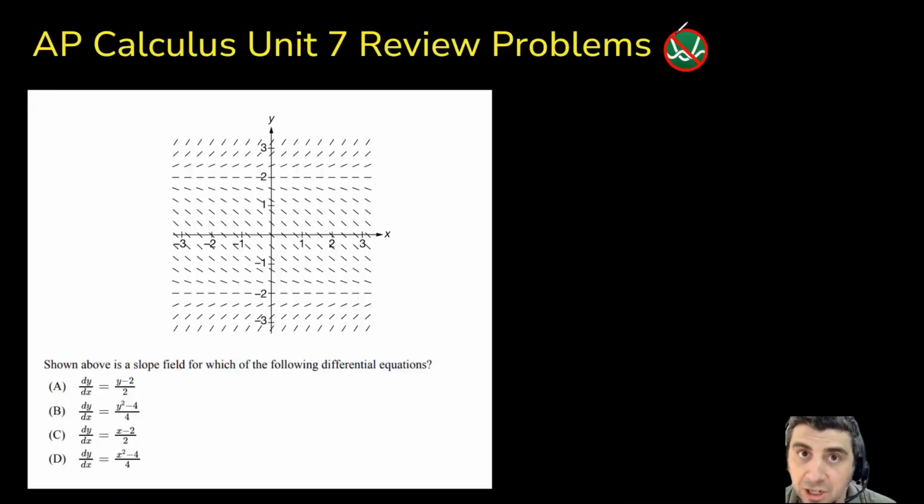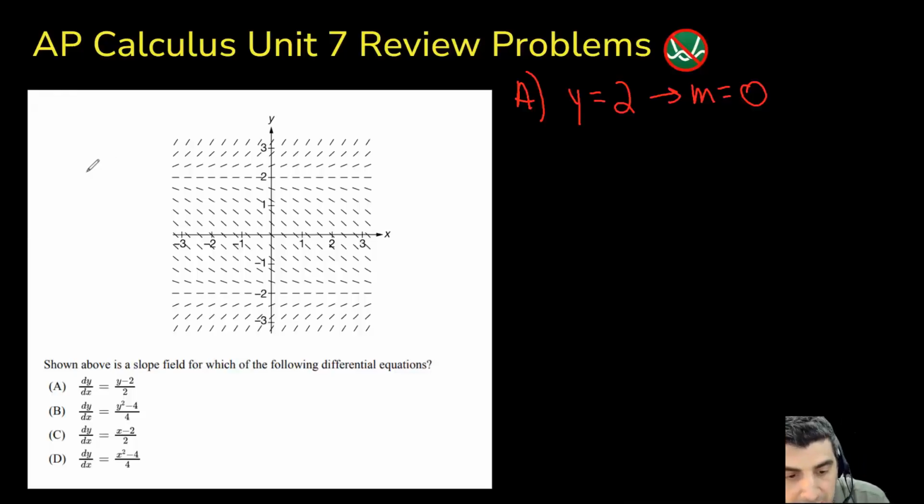Again, I'm going to pick strategic values that make the slope positive or negative or undefined or 0. So if I look at choice A, if I let y equal 2, that's going to result in a slope equal to 0. Well, if I look along the line y equals 2, there are slopes equal to 0 along that line. So this is a candidate. But the problem is also along the line y equals -2 are slopes of 0. There's no way -2 for a y value is going to make this differential equation in choice A equal to 0. So we can eliminate that one.